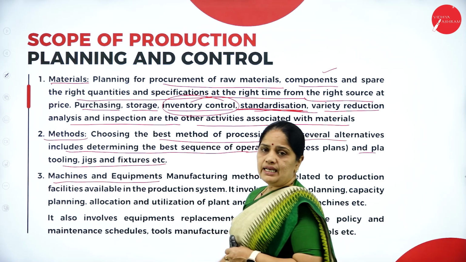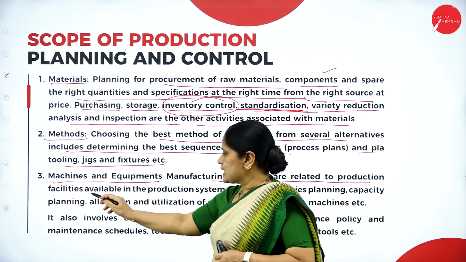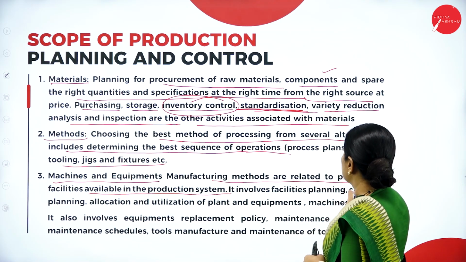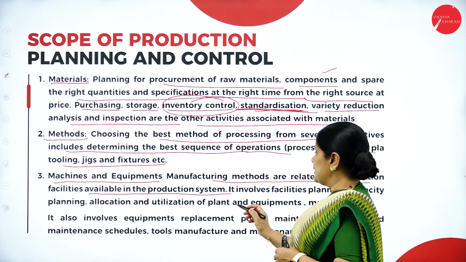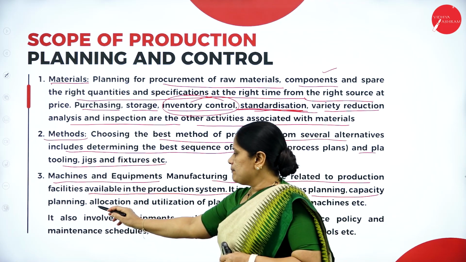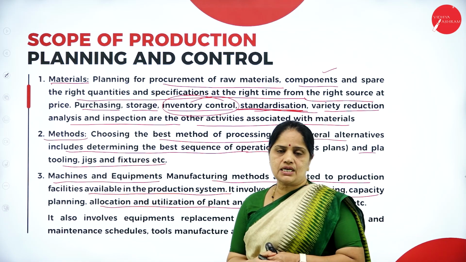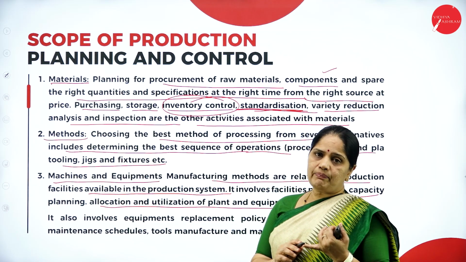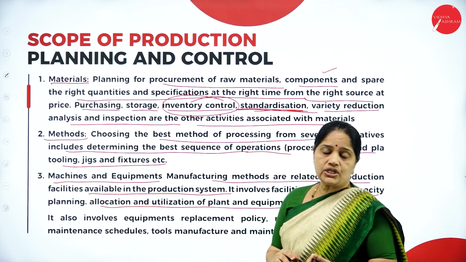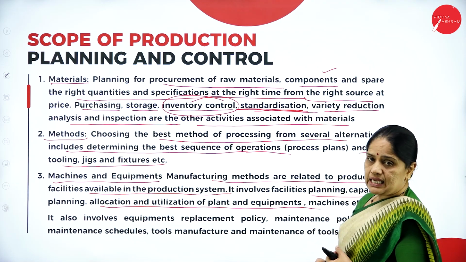Then the next one is machines and equipments. Manufacturing methods are related to production facilities available in the production system. It involves facilities planning, capacity planning, allocation, utilization of plant equipments, machines, etc. So, what is the facility you are planning for? What is the plant capacity you are planning? What is the allocation of resources? What is the utilization of plant equipments, machines, etc.